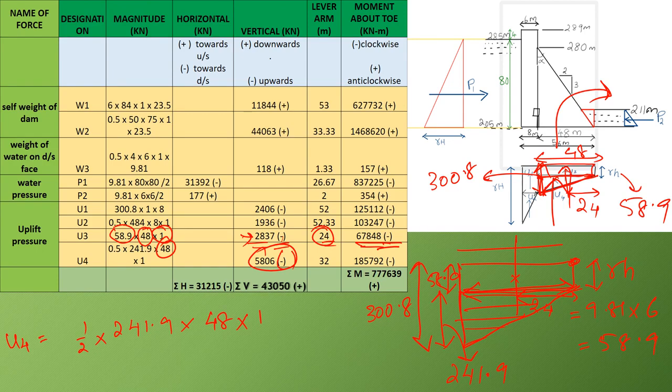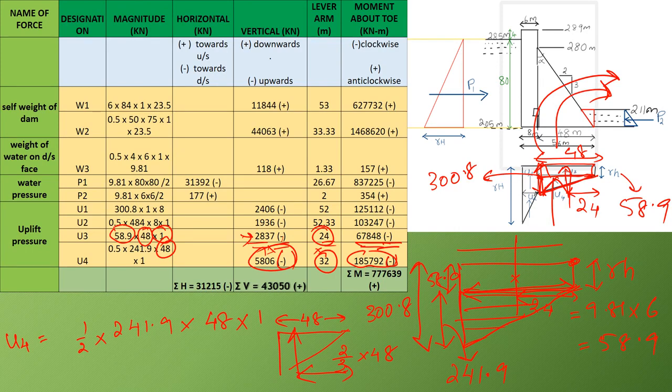And for the lever arm, the base width of the triangle is 48, so the centroid will be acting along this line. So this is 2 by 3 into 48, that's equal to 32. And hence multiply the force with the lever arm to obtain the moment, that is 185792, and it is also in the anti-clockwise direction, so that is also taken as negative. Now we have found out all the forces W1, W2, W3, P1, P2, U1, U2, U3 and U4.